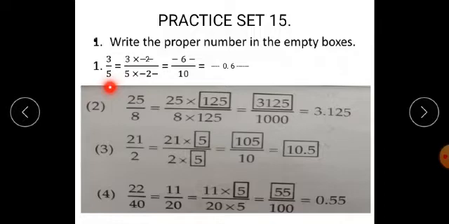Decimal fraction means the denominator is either 10 or 100 or any other power of 10. Therefore, think over it: by which number do you have to multiply 5 to get the denominator as 10? The number is 2. Therefore, you have to multiply the numerator as well as the denominator by 2. 3 into 2, 5 into 2. 3 2s are 6, therefore 6 upon 10.